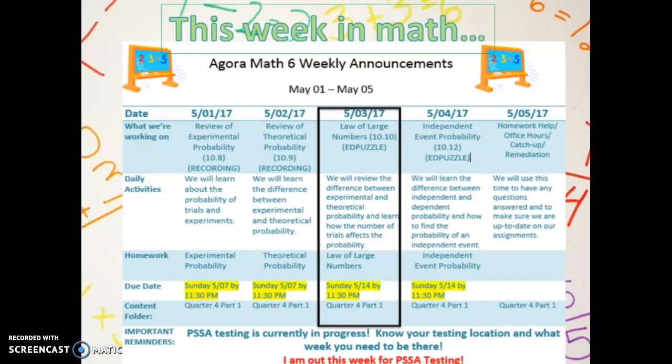Taking a look at this week, today we're doing law of large numbers in Ed Puzzle. You do have homework that goes along with today's lesson, so please make sure you complete that. Tomorrow we will do another Ed Puzzle, and then you will just have a free day on Friday. I do have a link for homework help if you need that.